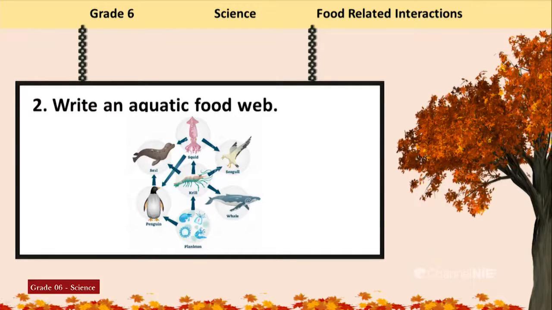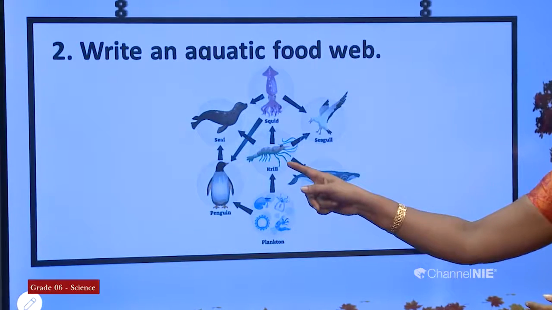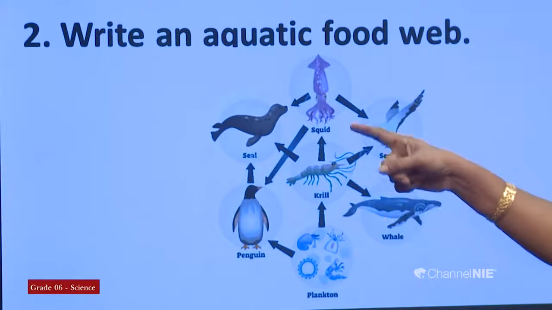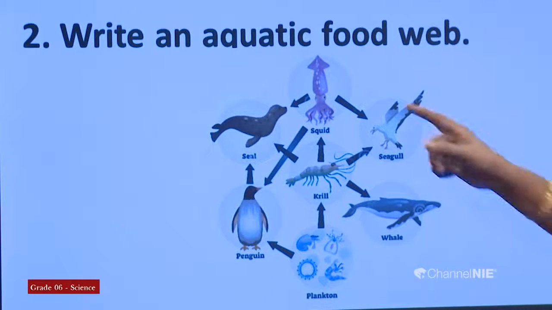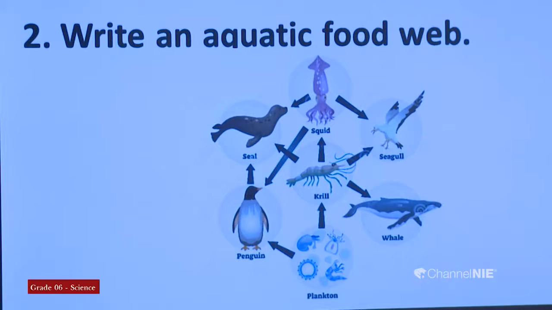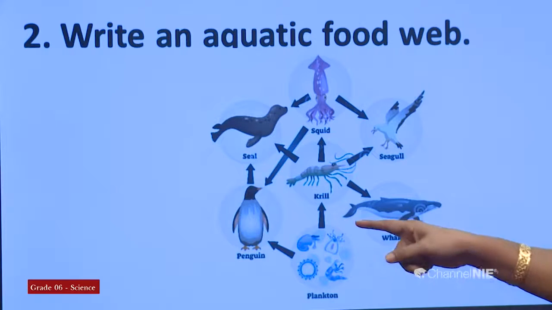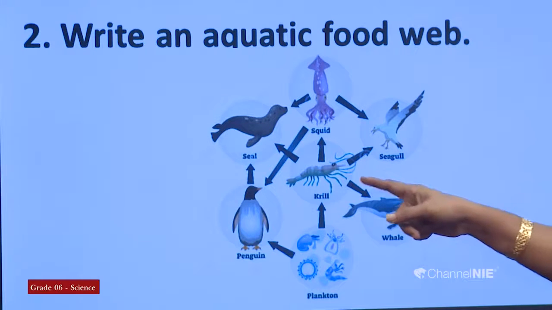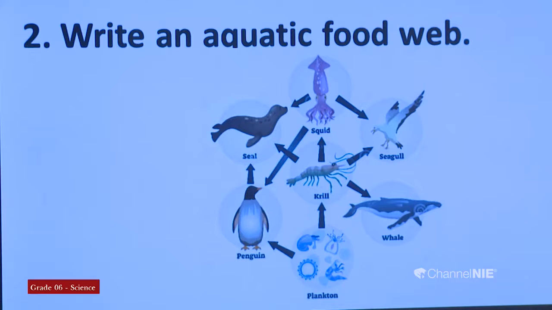Then the planktons are consumed by the krill and the krill is consumed by the squid. Then planktons are consumed by krill and it is consumed by whale. Then the krill is consumed by squid and a squid is again consumed by seal. Then planktons are again eaten by krill and krill is consumed by whale. Then krill is eaten by seagull also. So, you can see that there are a number of food chains. They are connected with common links to form the food web.